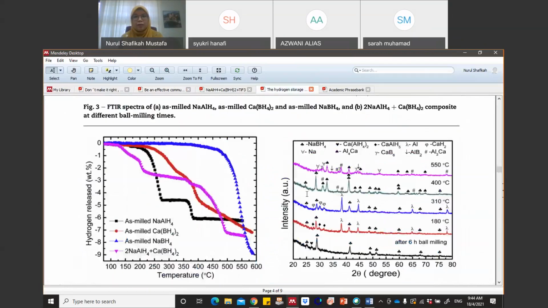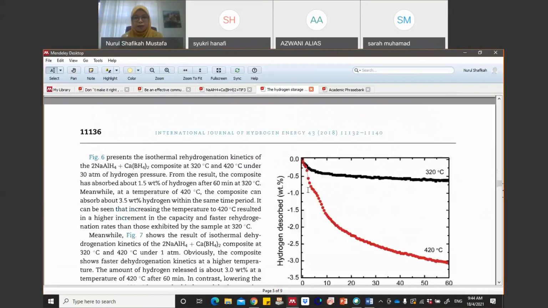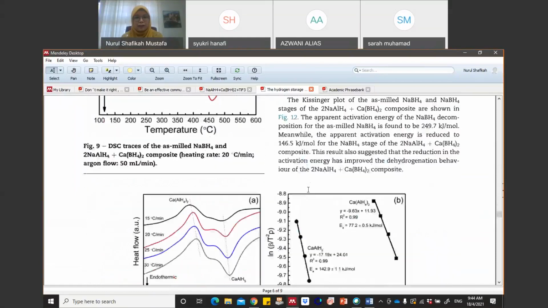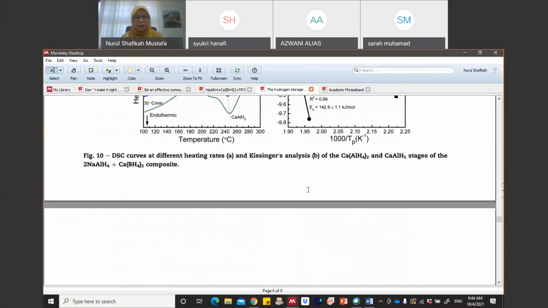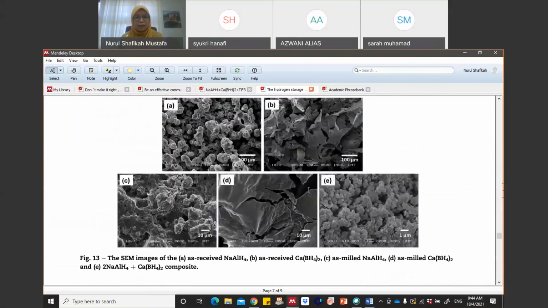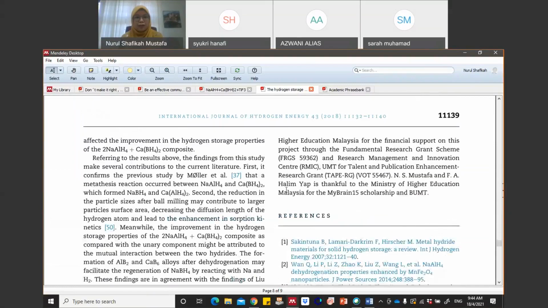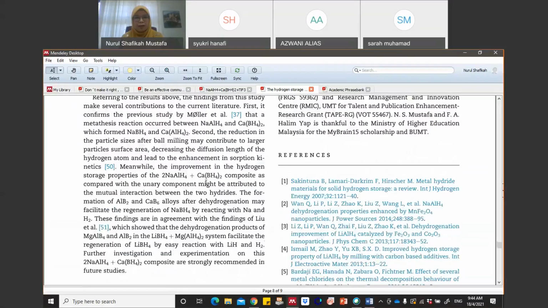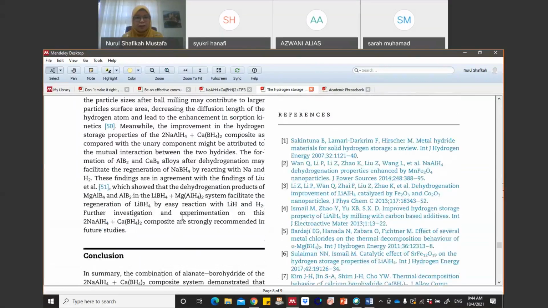For example, in my paper, I also do the discussion part in the last subtopic here. Referring to the result about the finding, it makes several contributions to the current literature. So you explain lah. And on this, future study is strongly recommended. So apa dah limitation yang ada? So you boleh explain dekat sini.